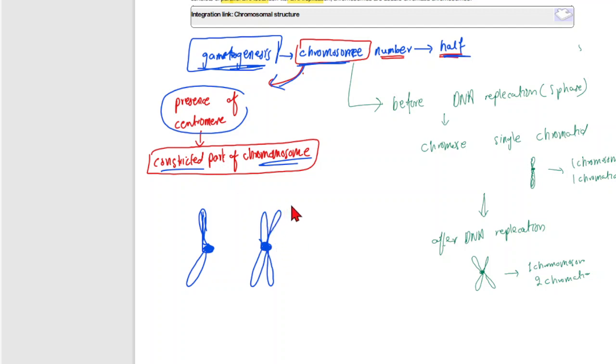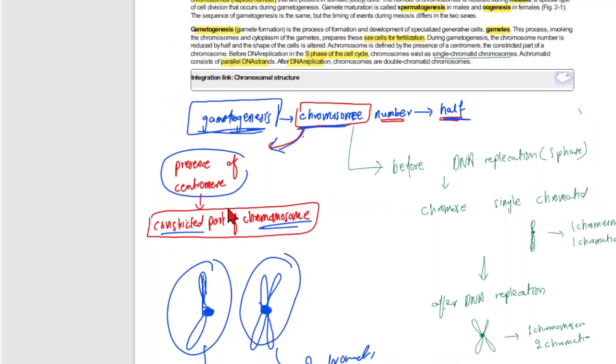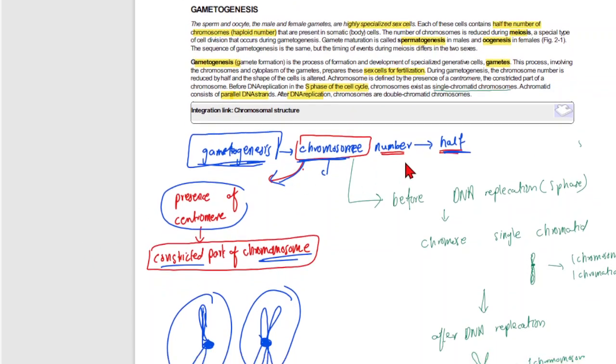You have to understand about the chromosome. This is one chromosome. This is also one chromosome. Okay, but this is one chromatid. This is two chromatid. Okay, so constricted part of chromosome is called centromere. So one chromosome is that which have only one centromere. Now it decrease the chromosome number to half.